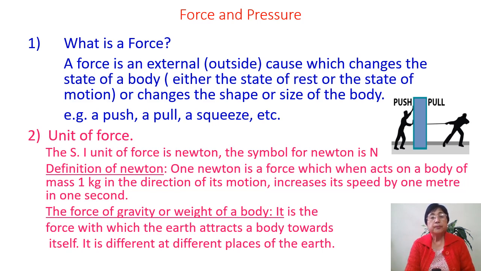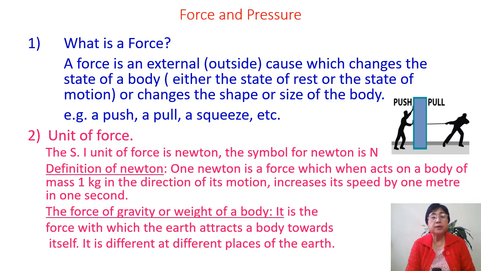Definition of 1 newton. 1 newton is a force which, when it acts on a body of mass 1 kilogram in the direction of its motion, increases its speed by 1 meter in 1 second. What does that mean? That means when we apply a force and the body has a mass of 1 kg, then this body will increase its speed by 1 meter in 1 second. Okay, so this is the SI unit of force.